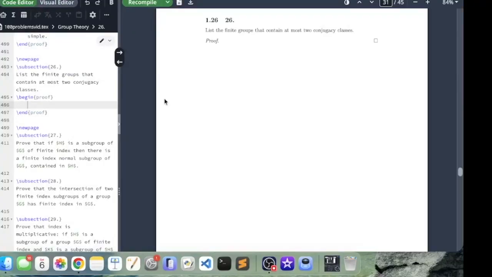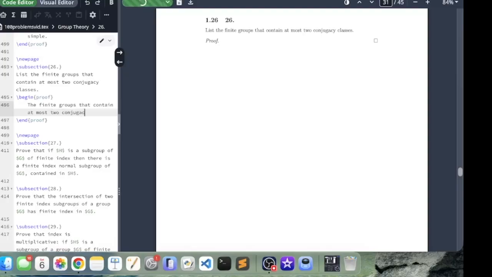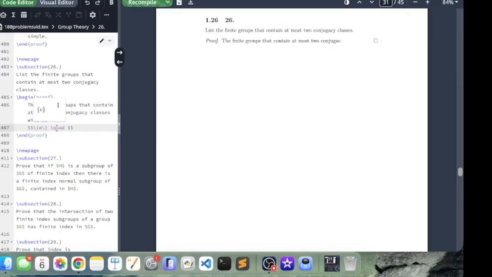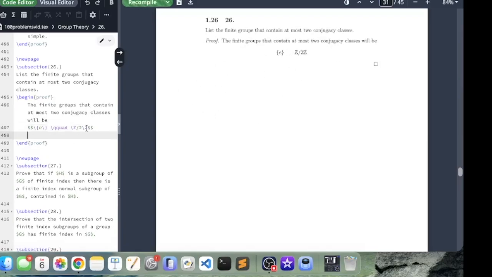Okay, problem number 26 in group theory. List the finite groups that contain at most two conjugacy classes. Okay, so the solution is going to be the trivial group, and it's going to be Z mod 2Z. Okay, and we'll demonstrate this.